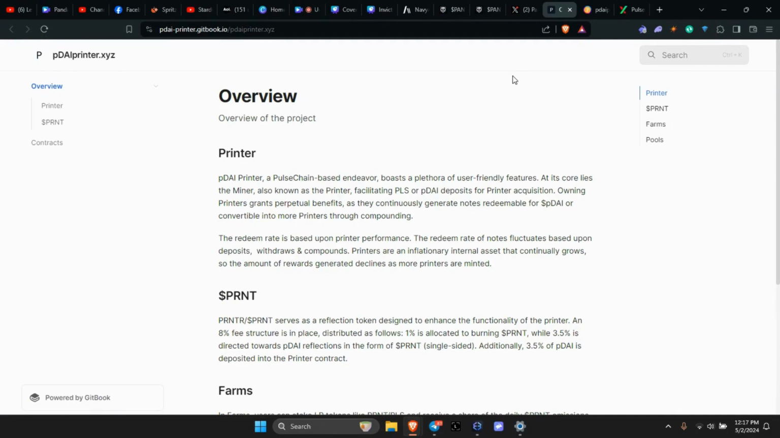So essentially, this is a miner. It's a miner that does pDai, even though they call it a printer. Then it goes into the print. The print token serves as a reflection token designed to enhance the functionality of the printer. An 8% fee structure is in place, distributed as follows. 1% is allocated to burning print, while 3.5% is directed towards pDai reflections in the form of print, single-sided. Additionally, 3.5% of pDai is deposited into the printer contract.